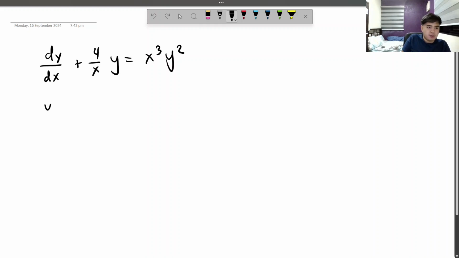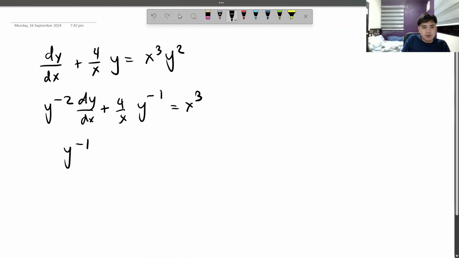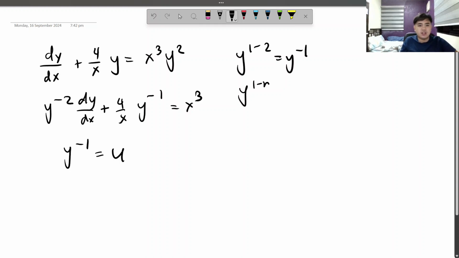Well, let's do what we did earlier. So y to the negative 2 times dy over dx plus 4 over x times y to the negative 1, in this case, equals x cubed. So y to the negative 1 equals u, let's say. This is the same as if we went here and said this y to the 1 minus r. 1 minus r is 1 minus 2, which is y to the negative 1. So that is a valid thing. You can start by doing that early on so you don't have to do it later, but we can still do it here, so no problem.